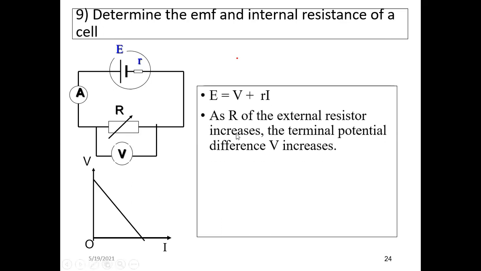R of the external resistor increases. As R increases, the terminal potential difference V increases. Remember, this is I times R, so as our R increases, this one must increase. The current will go down. Current in the circuit decreases. As you increase this one, less and less current will flow through the circuit.